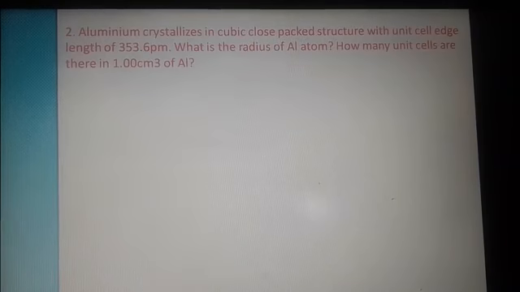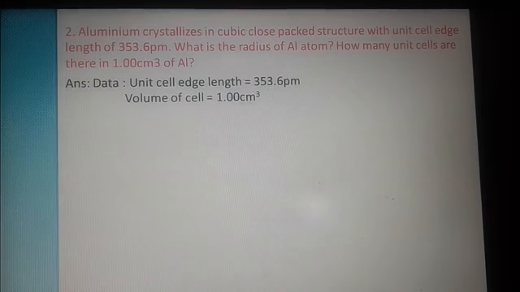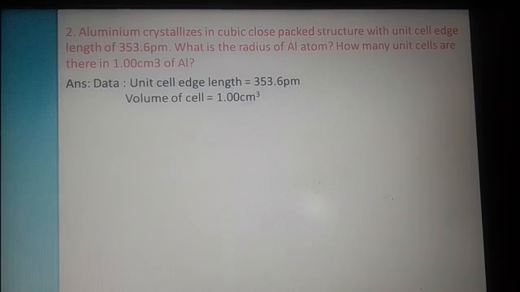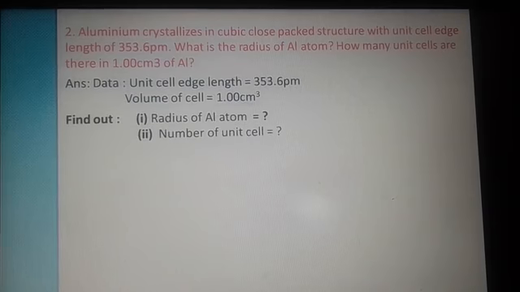Now we will go for the next numerical. Aluminium crystallizes in cubic close packed structure with unit cell edge length of 353.6 picometer. What is the radius of aluminium atom and how many unit cells are there in 1 centimeter cube of aluminium? What is given to us? Edge length, that is 353.6 picometer, and volume of unit cell, that is 1 centimeter cube.